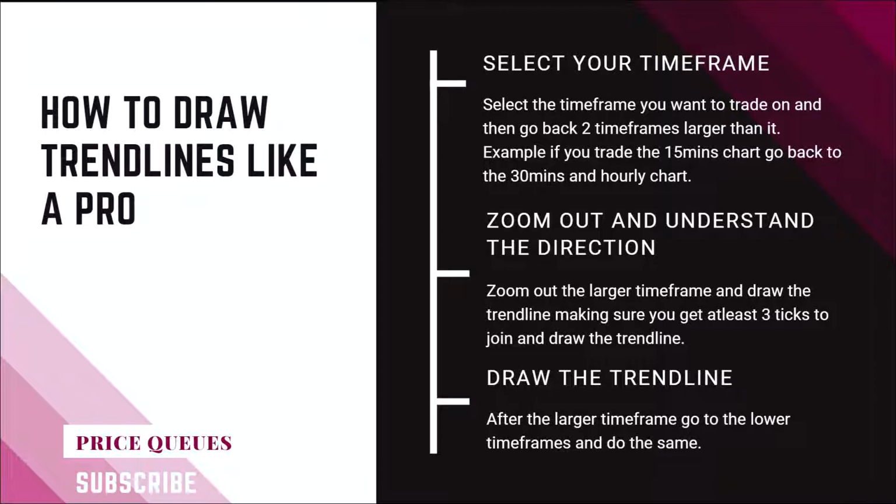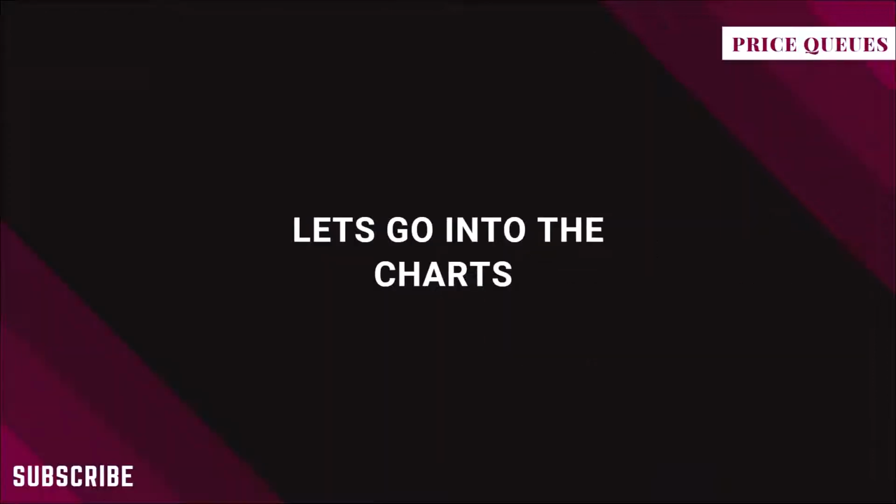Once you understand the direction, select the trend line option and draw a trend line. While drawing the trend line, make sure you get at least 3 ticks touching the trend line. After that, move on to the medium time frame and the smaller time frame and do the same. Let's go into the charts and see how it's actually done.